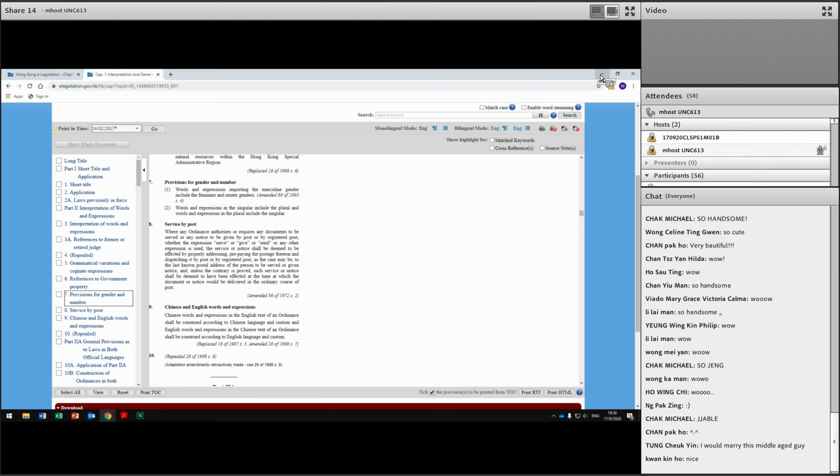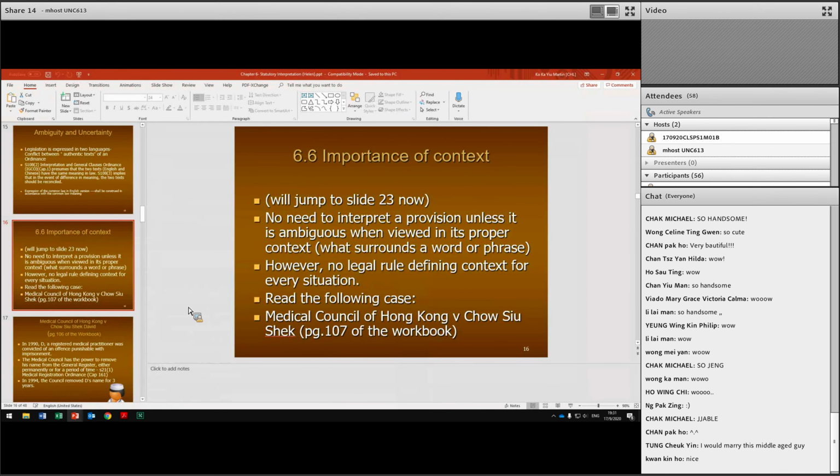Many lawyers from England, they do not know we have chapter 1. Sometimes we call it cap 1. And also you have to know the importance of context. Now I think we have to jump to slide 25, because the order in the workbook may not be so good. I think we have to cover the different approaches in interpretation of legislation first.